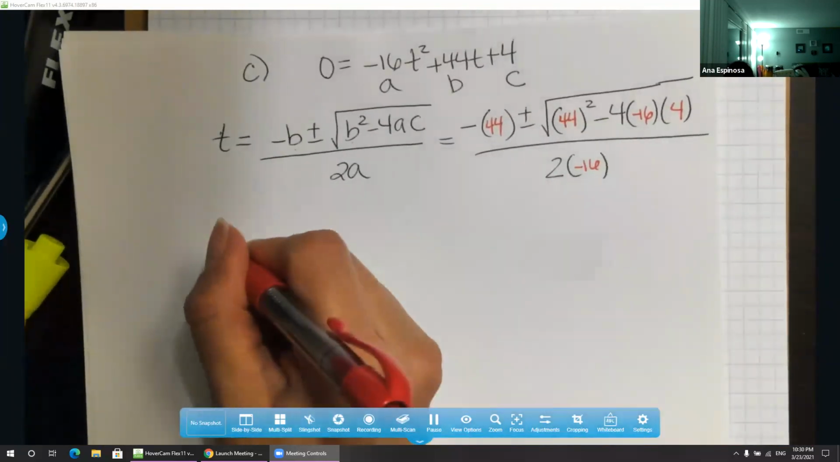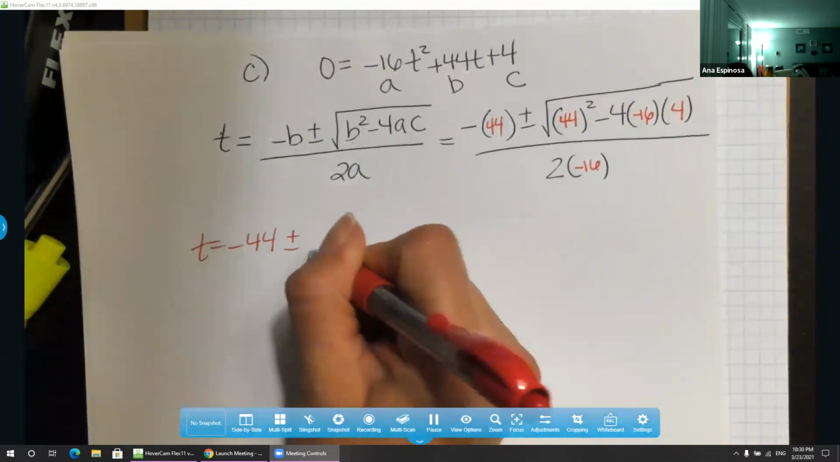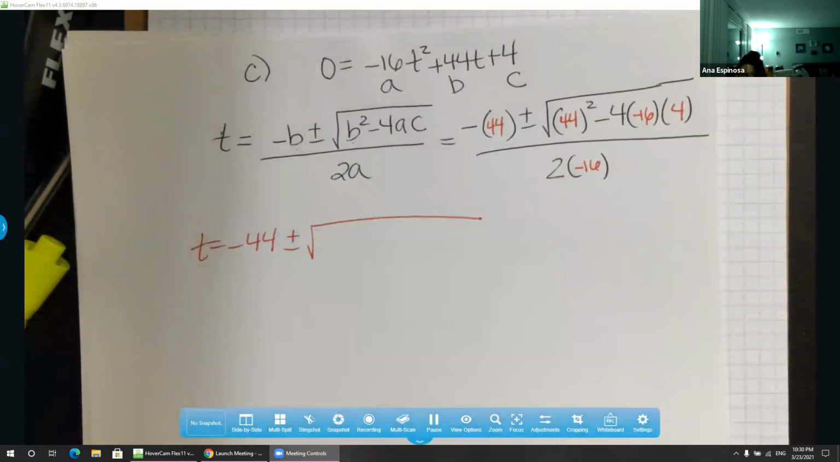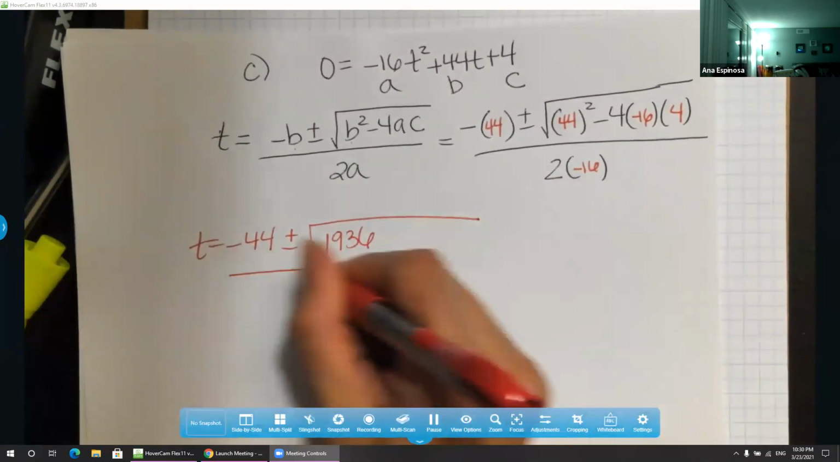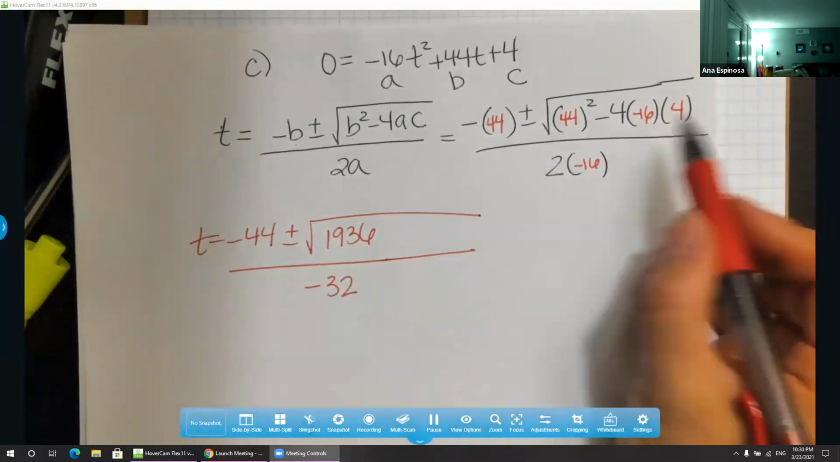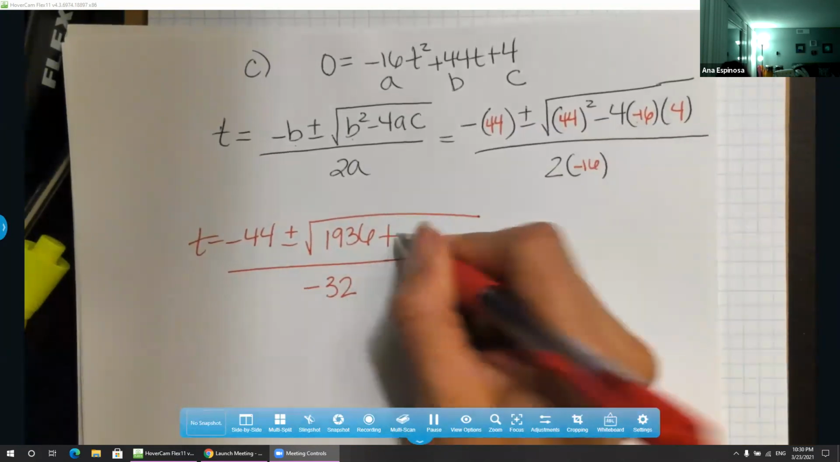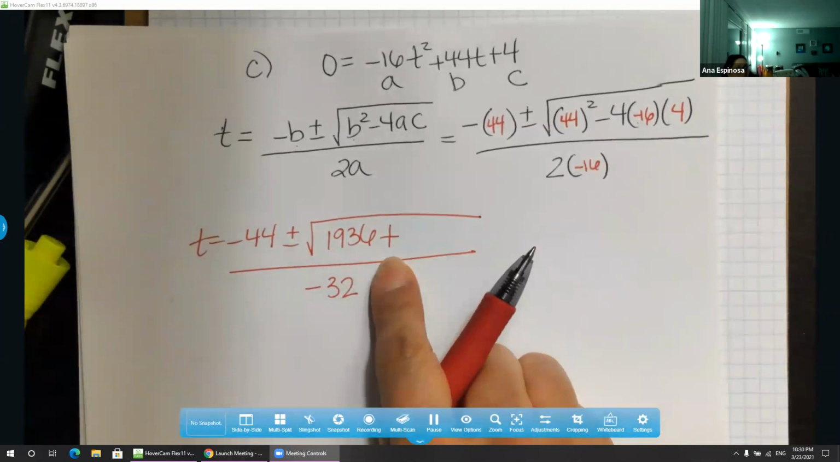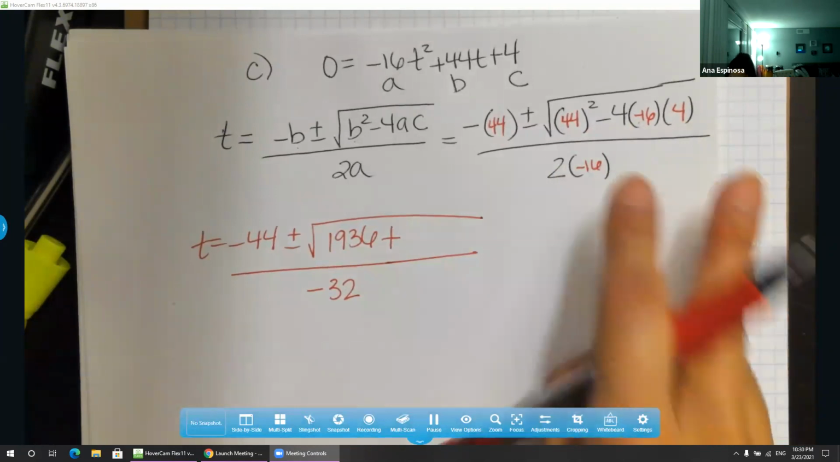All right, so let's do the math. So T equals negative 44 plus or minus, let me do the math here, 44 squared. That is 1,936. Okay. Bottom should be negative 32. These 2 negatives, in these 3 pieces, I've got only 2 negatives, so that's going to be a positive. So first I take care of the signs, and then the numbers, or first the numbers and then the signs. I don't do everything together. That just creates more mistakes.